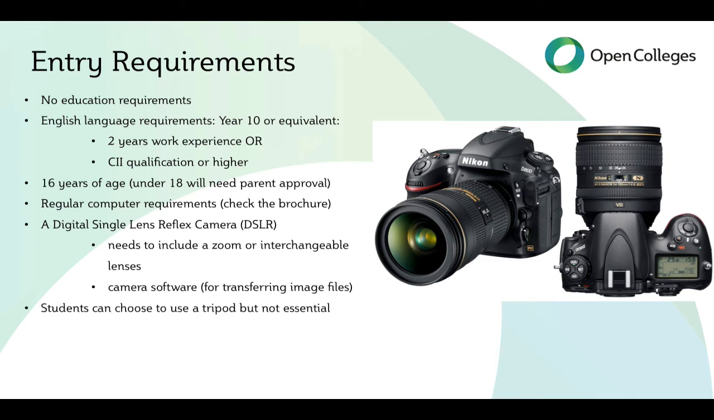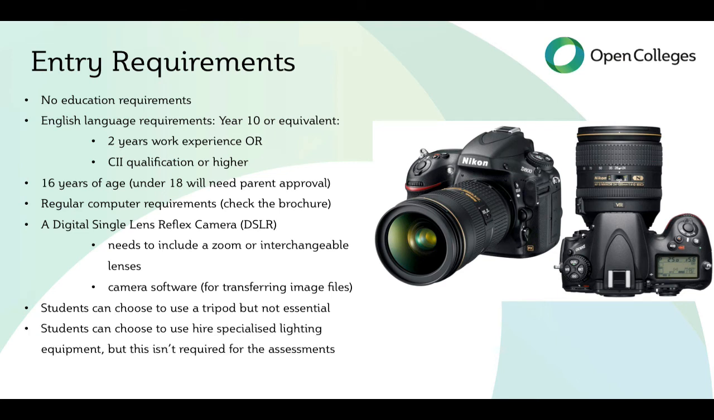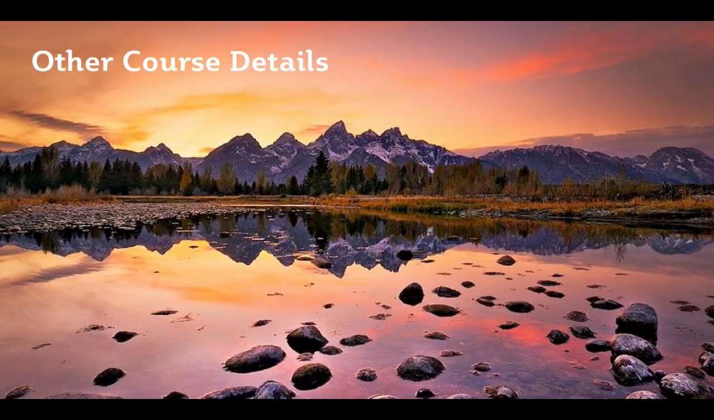Students can use a tripod if they like throughout the course, but it's not essential. So they don't need to go and buy a tripod. If they have one, or if they want to buy one, that's perfectly fine. Same with lighting equipment. While we have modules related to lighting, they don't need to hire any specialized lighting equipment. This is a difference between the Certificate 4 in Design specializing in photography, where lighting is recommended to be hired at the end of the course. In this course, it's not necessary. Again, they can choose to do it if they like, but they won't need to have it to complete the assignments.